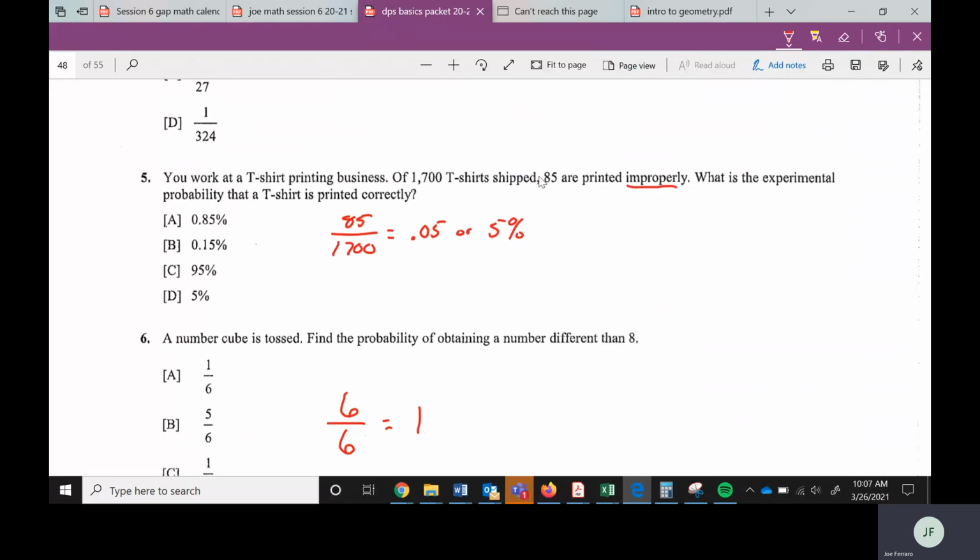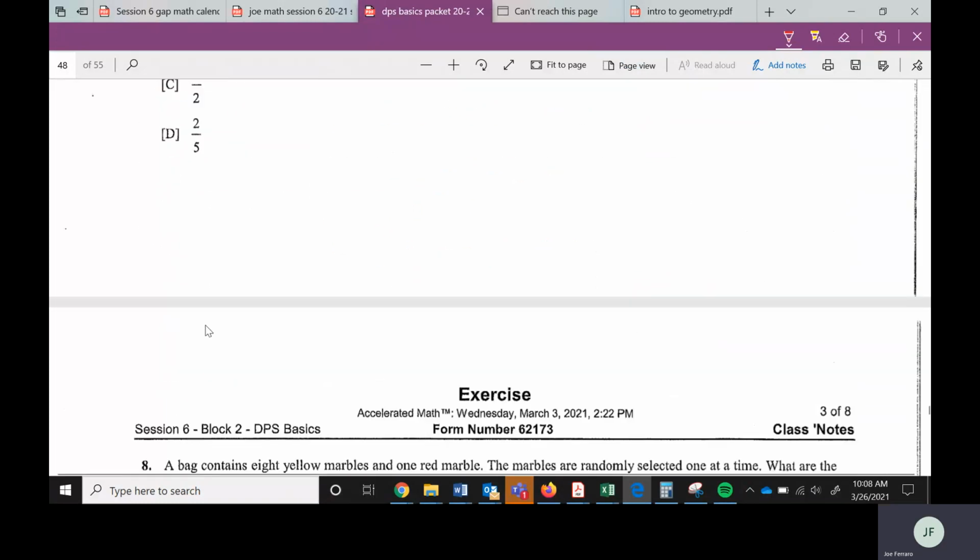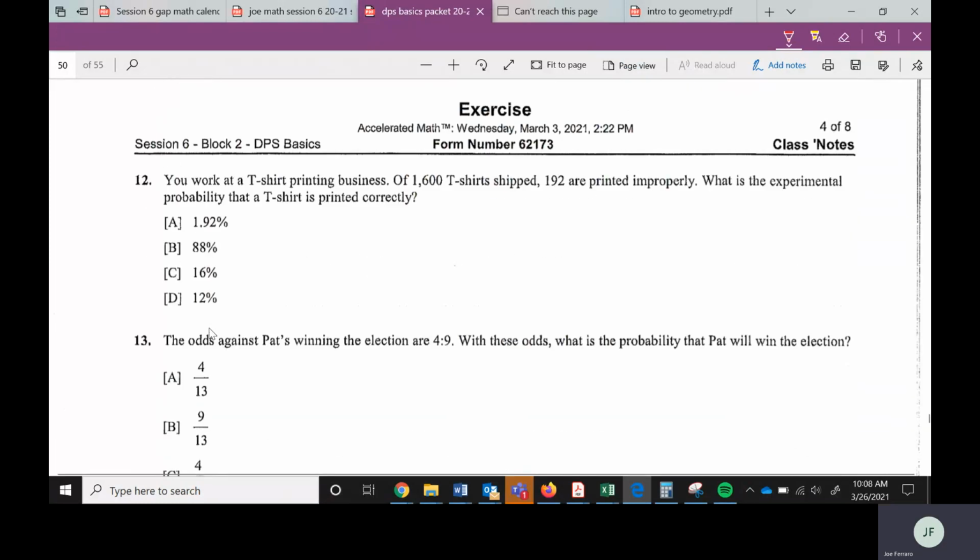Okay, but we're not looking for that. We're looking for how many of them are printed correctly. Okay, that's the opposite or the complement of improperly. So if we just take the 100%, if 5% are wrong, we subtract, 95% have to be correct. Okay. All right. For the next example, we're going to go all the way to 22.